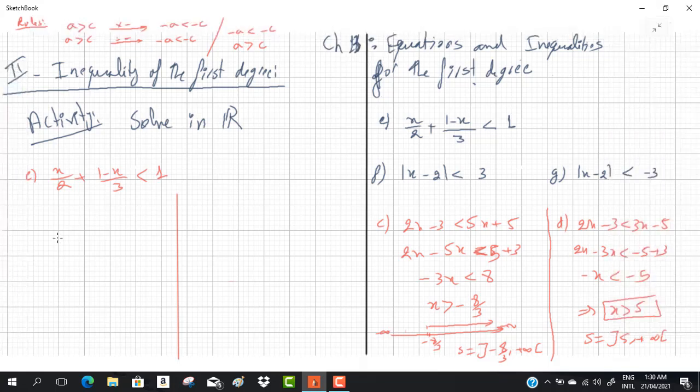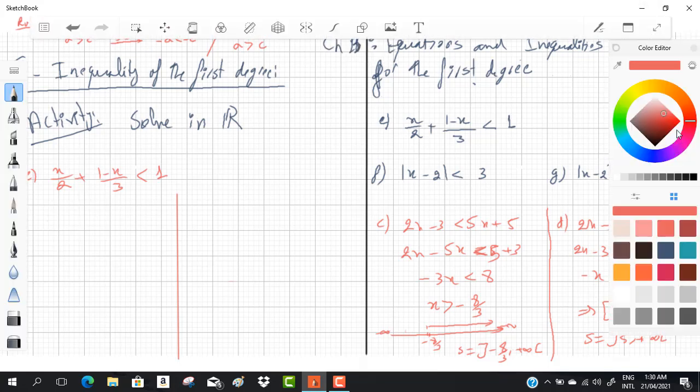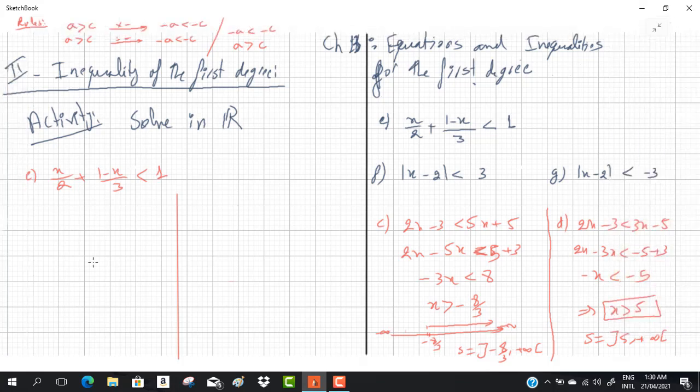First method, if I solve it using common denominator. So as you know, we have two denominators, 2 and 3, and the common denominator is 6. So I'm going to take 6, I should multiply by 3, and I should multiply by 2, and I should multiply by 6.